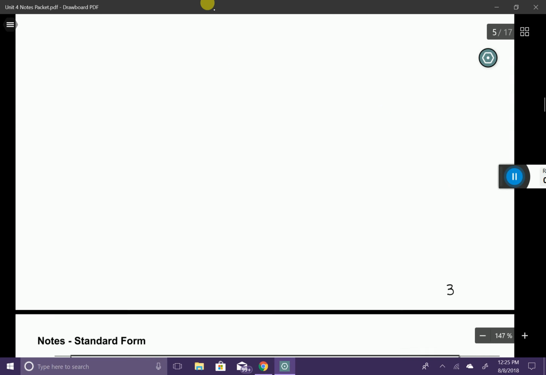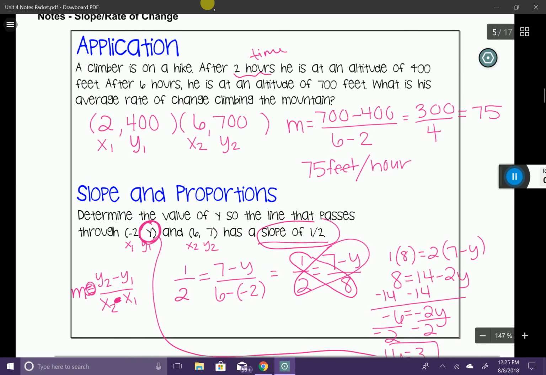Alrighty, so that's going to bring us to the end of our concept of slope and rate of change.